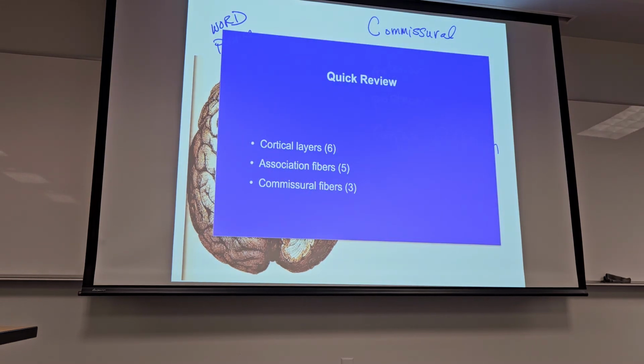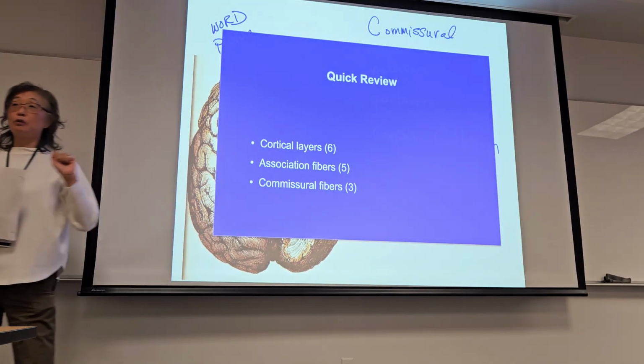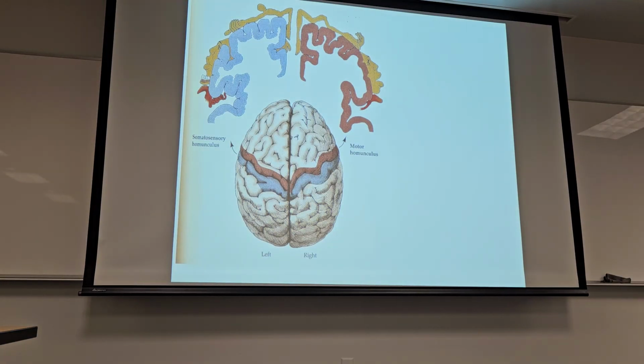Okay, here's my quick review. We did 6 cortical layers, 5 association fibers, and 3 commissural fibers, and a partridge in a pear tree. That's all. You just make some note cards, just write them down, memorize them, boom, you got that, okay? Nothing more complicated. Okay, so now we're going to get into delineation of the cerebral cortex itself.